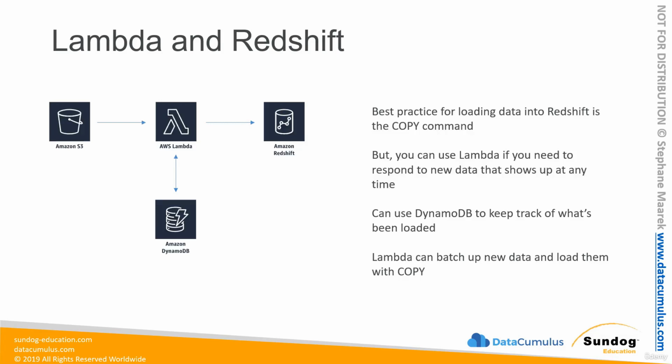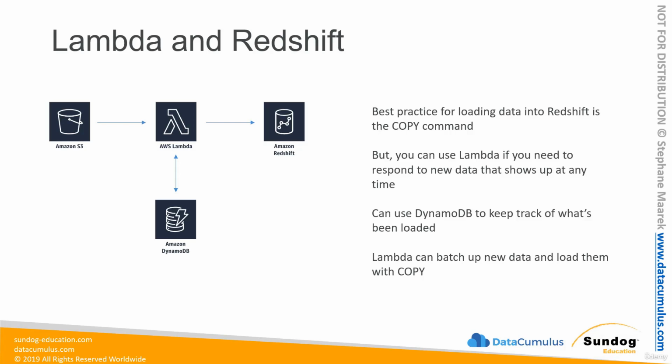It can also be used with Redshift. And Redshift, again, is Amazon's data warehouse product and a big focus of the exam. Now, the best practice for loading data into Redshift is using the copy command. Basically a command to say, go copy data from here and put it in Redshift. But again, if you need to respond to new data that can show up at any time, you might want to use AWS Lambda to do that automatically when that new data comes in. So again, the idea would be that S3 would trigger Lambda whenever new data arrives, and then that can turn around and load that new data into Redshift.